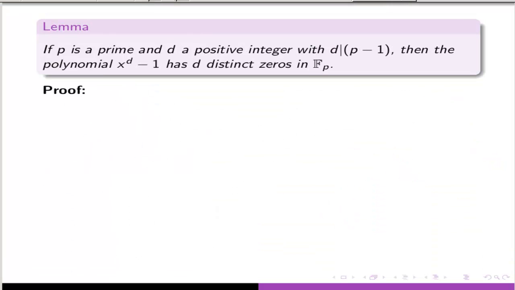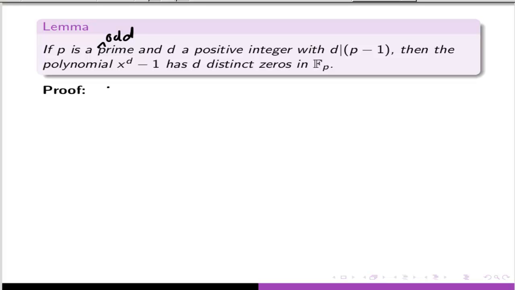A lemma. Let p be a prime, an odd prime I should say, and d be a positive integer dividing p minus 1. Then the polynomial x to the d minus 1 has d distinct zeros in the finite field F_p. So in other words, there are d distinct dth roots of 1. And this will follow immediately from the previous result.